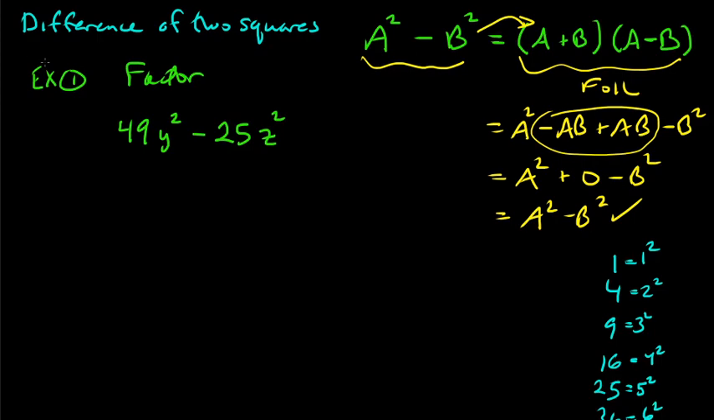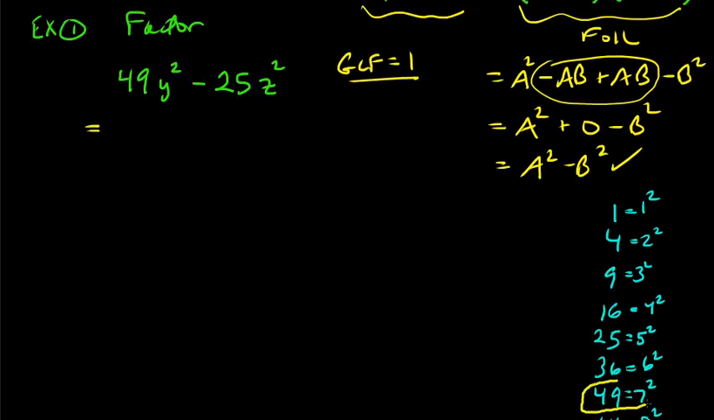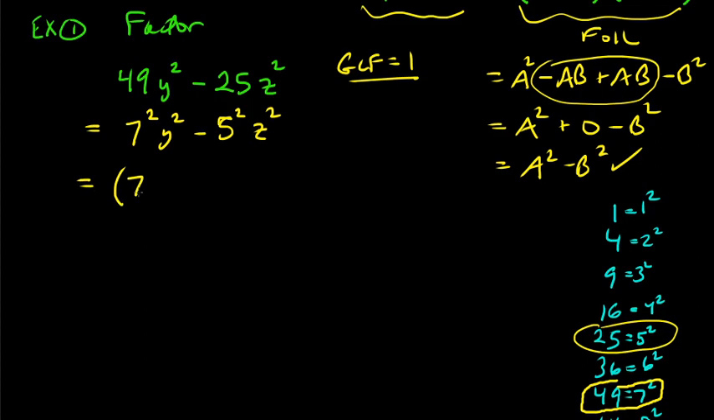The first thing we should check is the GCF, and it's 1. Okay, so if the GCF is 1, now we look for perfect squares, and 49 is a perfect square. It's just 7 times 7. So this is 7 squared times y squared. And 25 is 5 squared. So 5 times 5 times z squared, right? But this is also just 7 times y squared minus 5 times z squared.